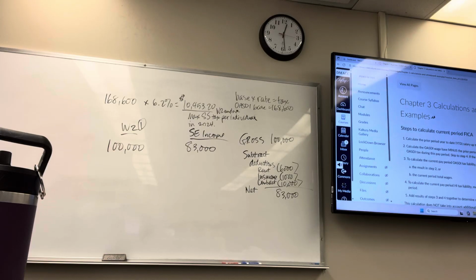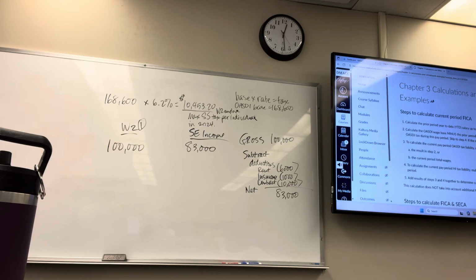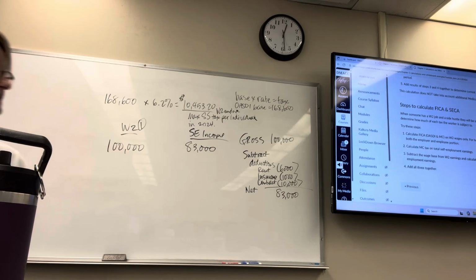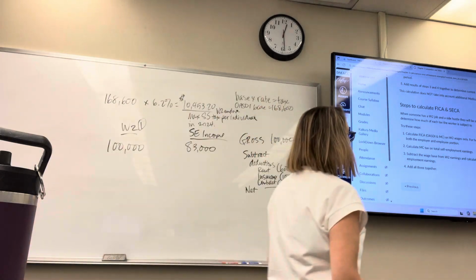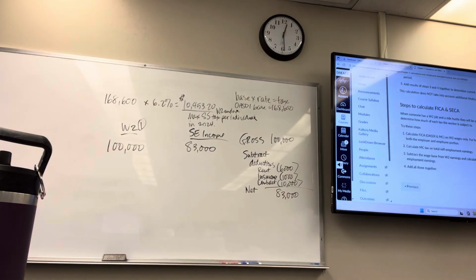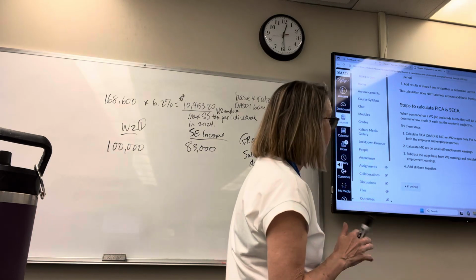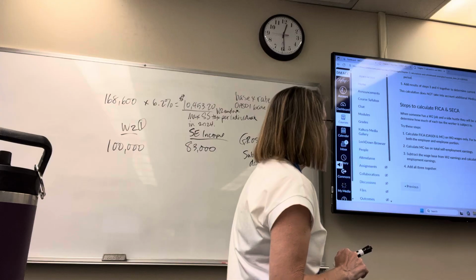Okay, under the same page in Canvas, and I really do recommend that you use these when you're doing the problems in your homework, okay, to help you. These are the steps to calculate FICA and SECA. So FICA tax if you're a W-2 employee, SECA tax if you're self-employed, and then if you're both, you want to use these. When someone has a W-2 job and a side hustle, they're subject to both FICA and SECA tax. So here are the steps.